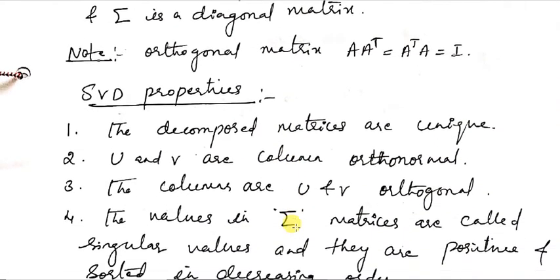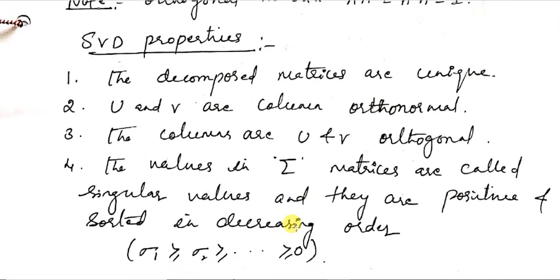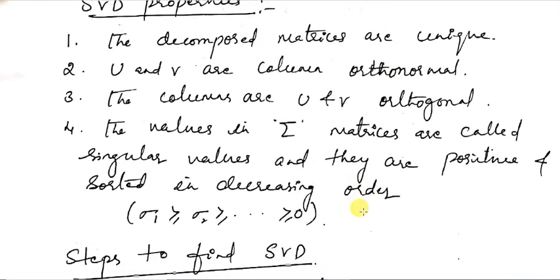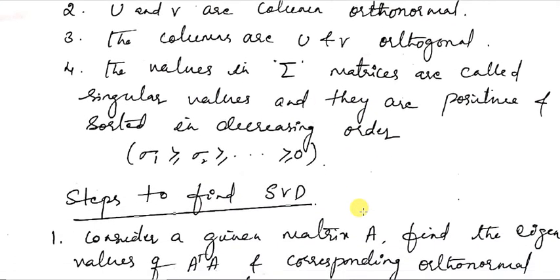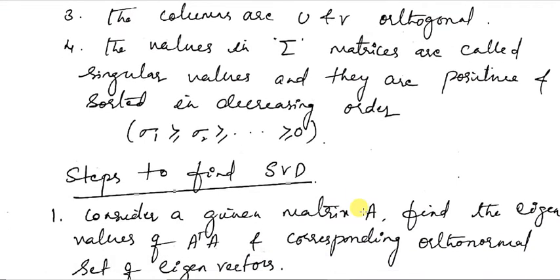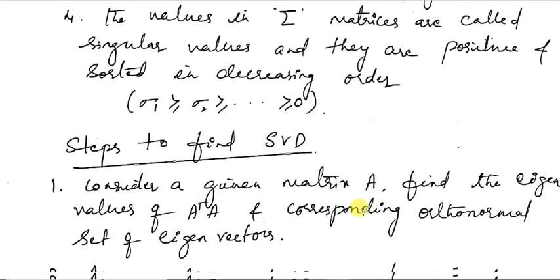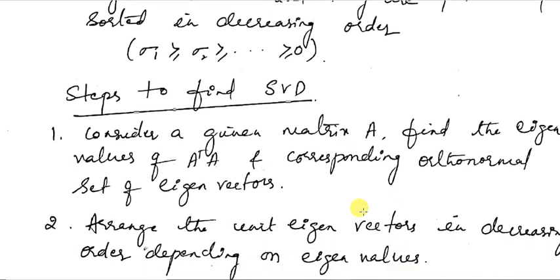Here we have a few properties of singular value decomposition. Number 1, the decomposed matrices are unique. Number 2, U and V are column orthonormal. Number 3, the columns of U and V are orthogonal. The values in the sigma matrix are called the singular values, and they are positive and sorted in descending order: sigma 1 greater than or equal to sigma 2 greater than or equal to, and so on, all positive.